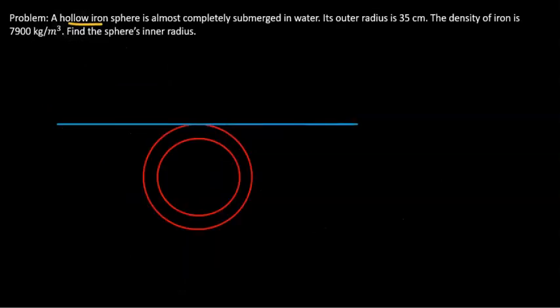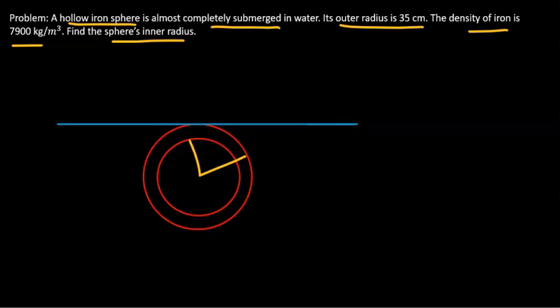Problem 3. A hollow iron sphere is almost completely submerged in water as shown in this figure. Its outer radius is 35 cm, so that means that distance right there is 35 centimeters. The density of iron is 7,900 kg per cubic meter. Find the sphere's inner radius, that means that distance.